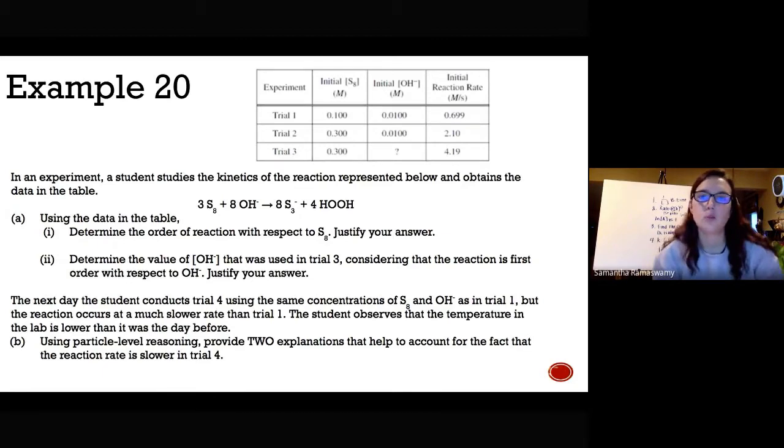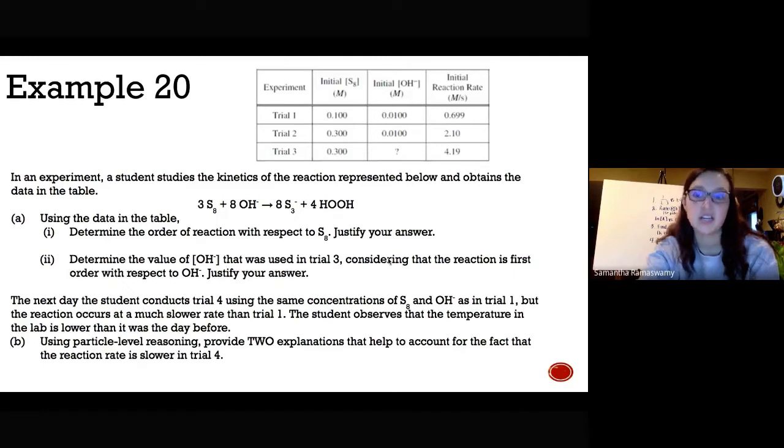If we look at example 20, you can actually tell based on the table at the top that this was part of a free response question. In an experiment, a student studies the kinetics of the reaction represented below and obtains data in the table. Using the data, it wants you to determine the order with respect to S8 and justify your answer. And then it wants you to calculate the value of OH minus that was used in trial 3. So now instead of calculating a rate, we're actually calculating a concentration.